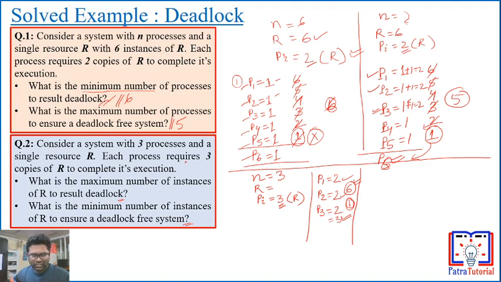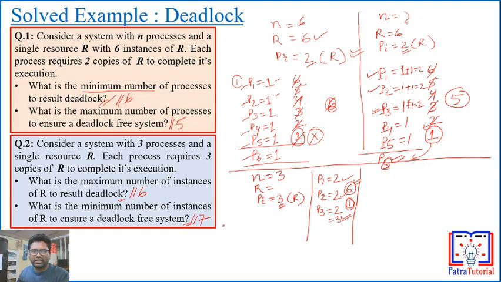So what is the maximum number of instances of R to result in deadlock? 6. The answer is 6 here. And the minimum number of instances of R to ensure a deadlock free system is 7. I allocate 1 less than the maximum requirement to all the processes, and 1 extra. So the answer is 7. So this is the solution.